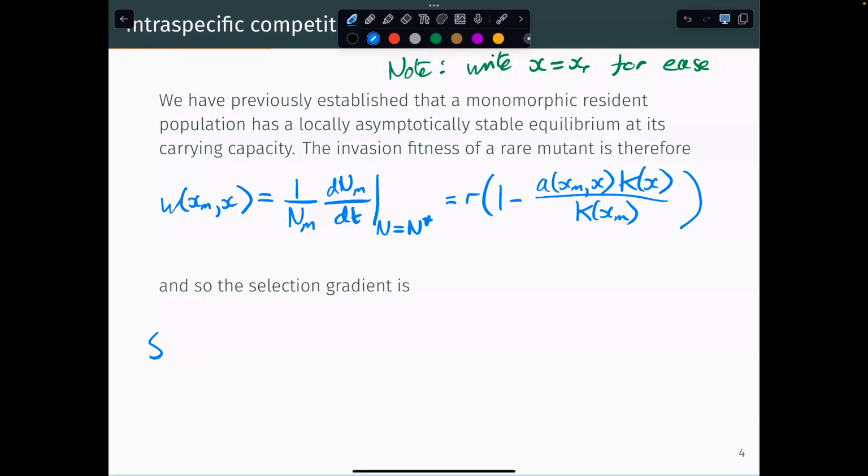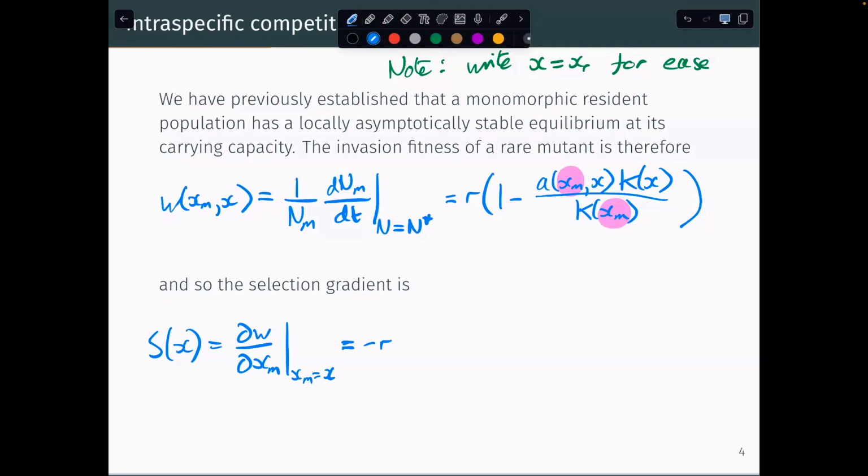Okay, you should all be familiar as well with calculating the selection gradient now, which I call S of x. So we take the first order partial derivative of our invasion fitness with respect to our mutant trait, and then evaluate this at the resident trait. Remember, we do this evaluation step after we've taken the derivative. So what do we have here? Well, note that we've got xm's on both the numerator and the denominator, so we're going to have to use the quotient rule.